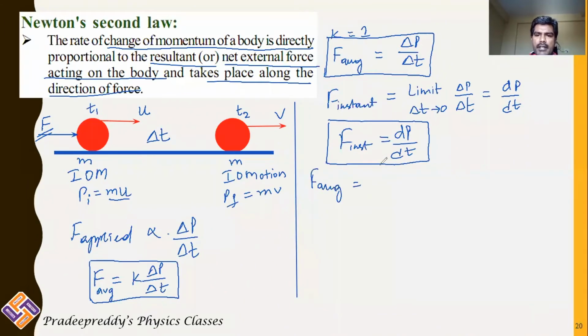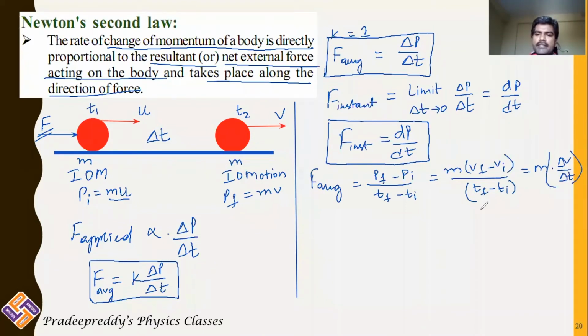Now you can simply write F average as delta P by delta T, which is final momentum minus initial momentum divided by final time minus initial time. This is mass into final velocity minus initial velocity divided by final time minus initial time. This is equal to m into delta V divided by delta T. Check it up. But what is delta V by delta T? Delta V by delta T is equal to acceleration of the particle. So you can write F average is equal to m into acceleration a.